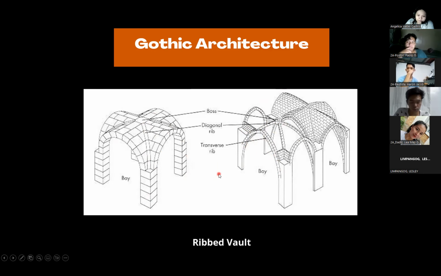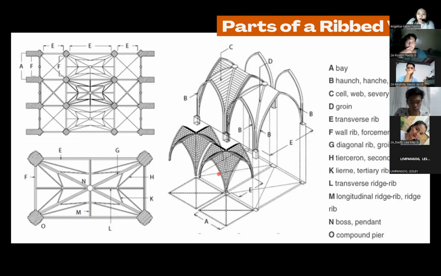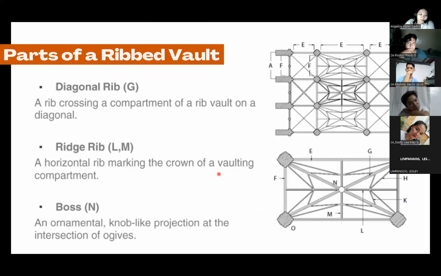Okay, moving on. These are the parts of your ribbed vault. If you read the book that I gave you, it's there. So let's look at the plan. Part of your rib vault, you have here your diagonal rib. This one is your diagonal rib. You have your ridge rib, a horizontal rib marking the crown of a vaulting compartment. So let's look. It's your L and M. So etong dalawang to, the one that crosses, is your ridge rib.